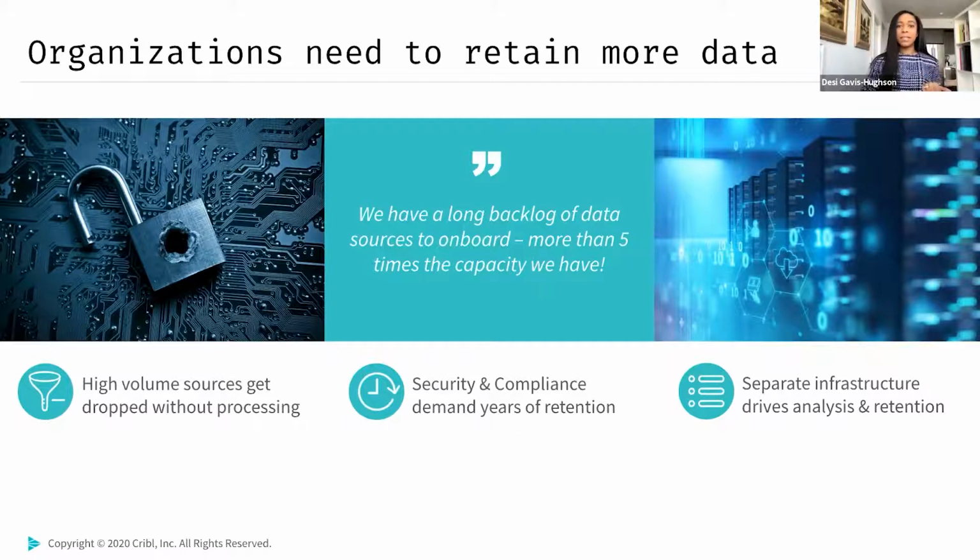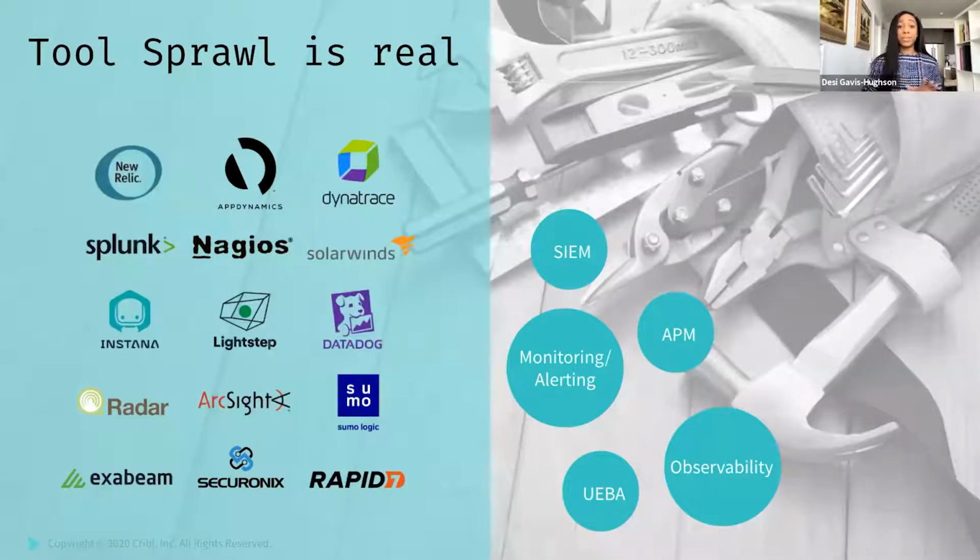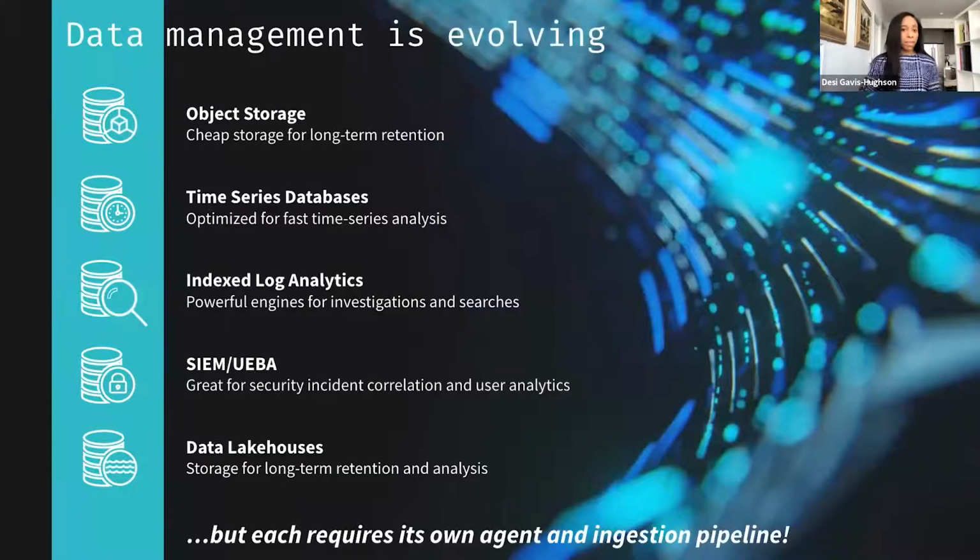Last thing here, systems are optimized to handle data analysis and retention separately. So what that means is you often end up using many different tools to retain and analyze all your machine data. And adding each one of these tools also adds complexity and hidden costs. So like I mentioned before, environments are getting super complex. You have your object storage, your time series databases, your data lake houses, and each of those have their own agents and their own ingestion pipelines. It really gets tough to manage it all, and it forces enterprises to make hard choices about which data to send to where.